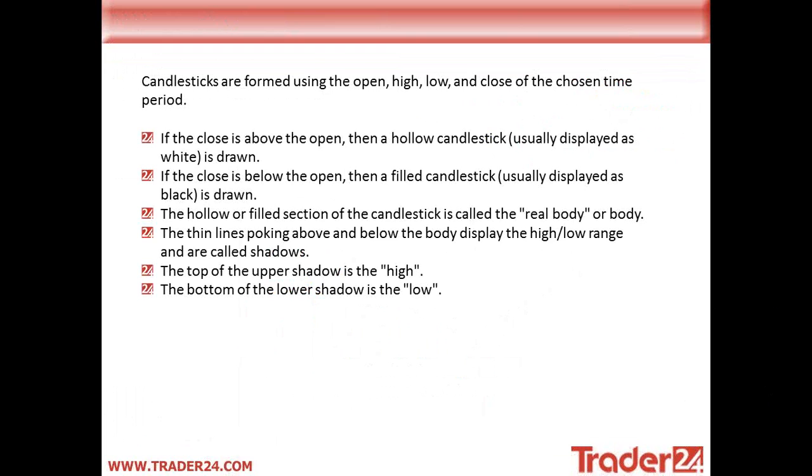Okay, so candlesticks are formed using the open, high, low and close of the chosen time period, as I've already said. If the close is above the open, then a hollow candlestick, usually displayed as white, is drawn. All right, if the close is below the open, then a filled candlestick is displayed, or black. So that is just something worth noting. The hollow or filled section of the candlestick is called the real body, or the actual body of the candle itself. The thin lines poking above and below the body display the high and low range and are called shadows.